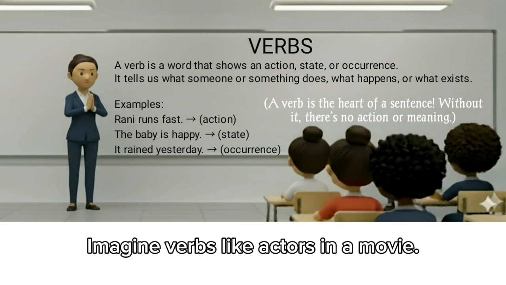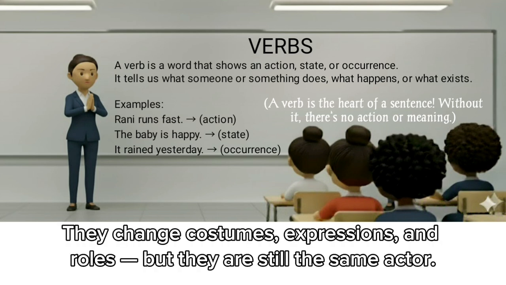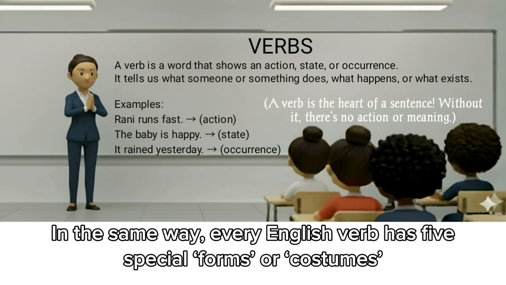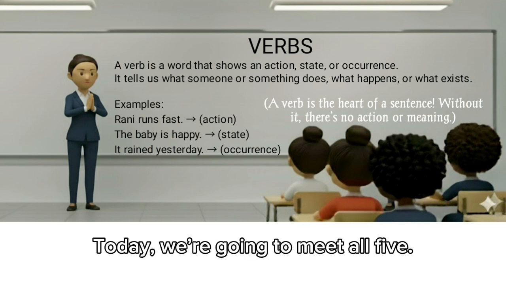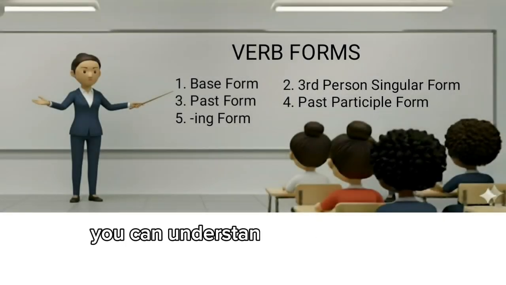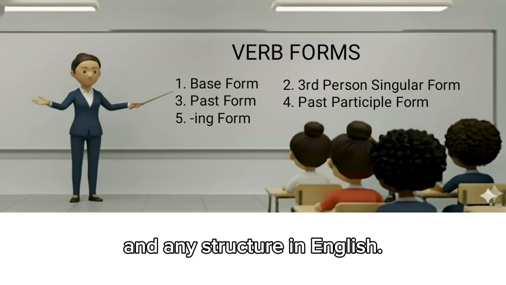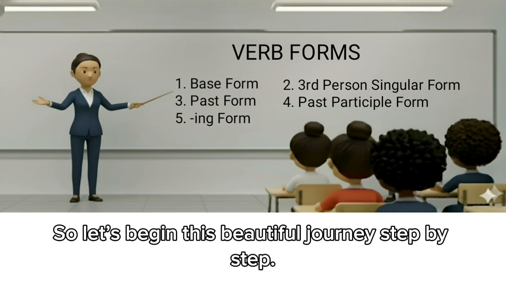Imagine verbs like actors in a movie. They change costumes, expressions, and roles, but they are still the same actor. In the same way, every English verb has 5 special forms or costumes. Today, we're going to meet all 5. If you understand these 5 forms, you can understand any tense, any sentence, and any structure in English. So let's begin this beautiful journey step by step.